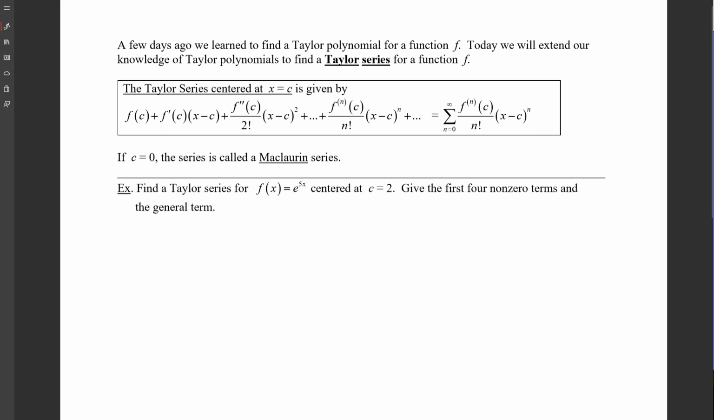All right, let's look at this problem here. I want to find a Taylor series for f of x equal to e to the 5x centered at c equals 2. Give the first 4 non-zero terms. Okay, something that we don't quite know yet, but I'll just tell you right here, is that the Maclaurin series, that means center is equal to 0, for e to the x is equal to 1 plus x plus x squared over 2 factorial plus x cubed over 3 factorial plus x to the 4 over 4 factorial. And you can see the pattern here.